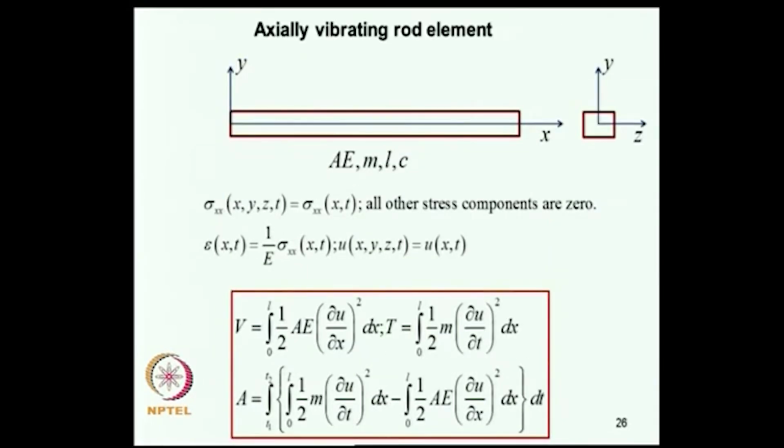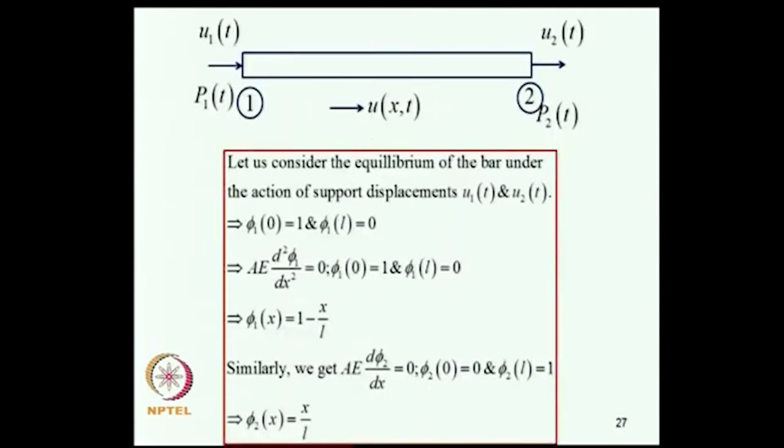Now, we want to develop the finite element approximation to handle this element. So, what we do is we define these two ends as nodes. So, that I have shown as these numbers in a circle, 1 and 2 are nodes. U1 of t and U2 of t are the values of the field variable u of x comma t at node 1 and node 2 respectively. P1 of t and P2 of t are the stress resultants at 1 and 2. Now, we will consider the equilibrium of the bar under the action of support displacements u1 and u2.